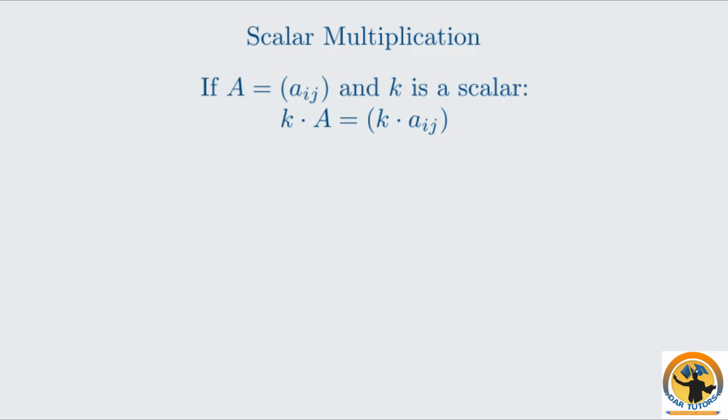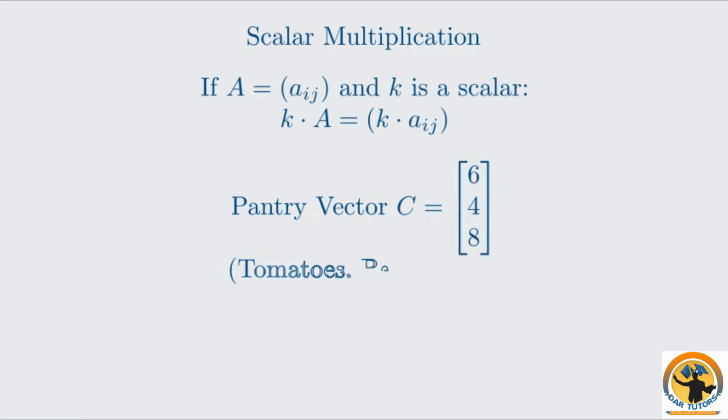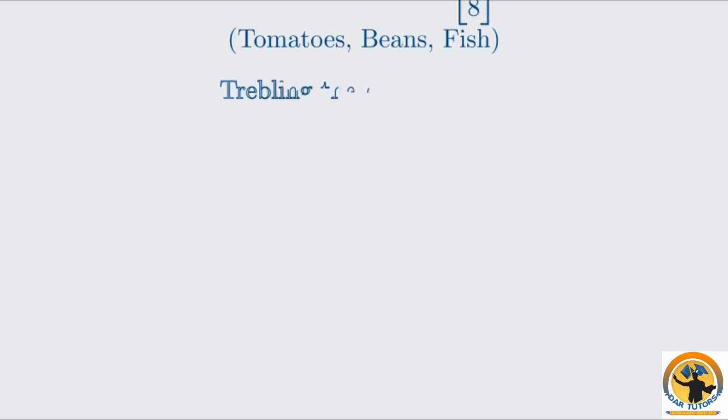Let's use a pantry example to illustrate. Suppose we represent the contents of a pantry with this column vector. This vector C shows 6 cans of tomatoes, 4 cans of beans, and 8 cans of fish. Now, what if we needed to triple the contents of the pantry? Tripling the contents means we want to calculate 3 times the matrix C.